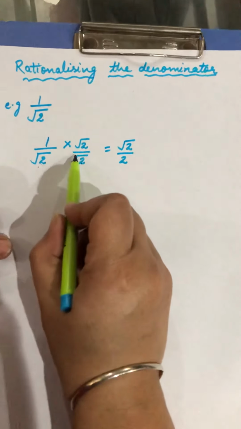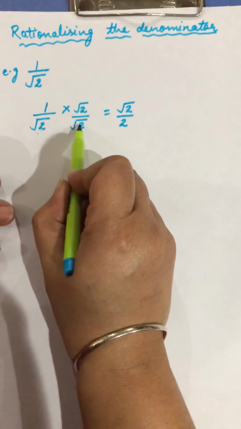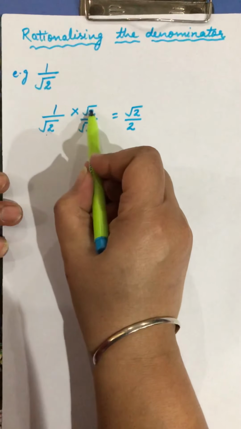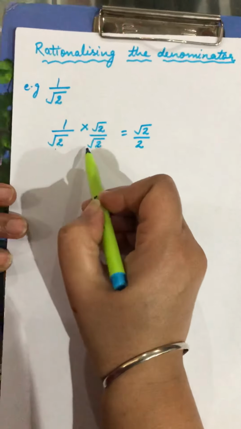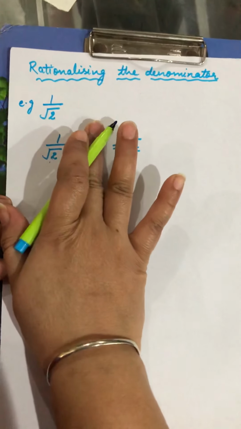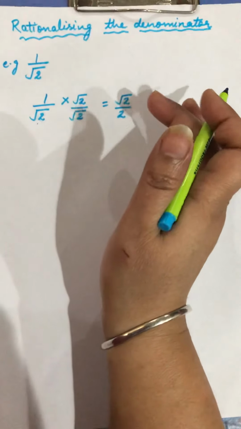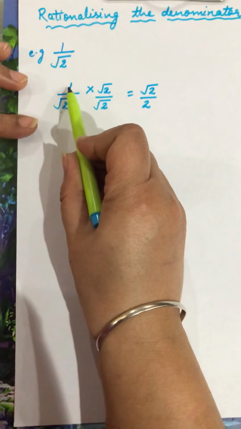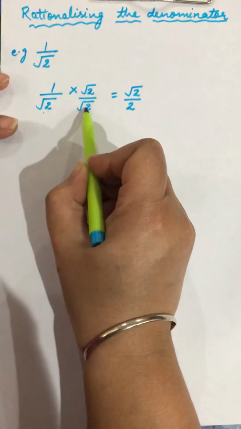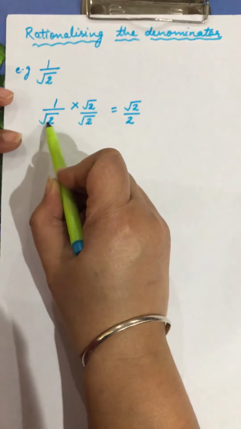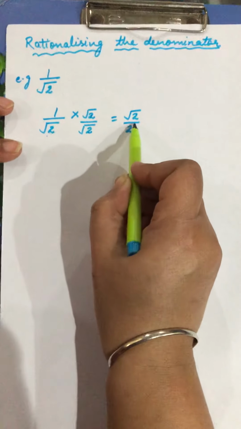So we cannot multiply only by root 2. It means we have to divide it by root 2 also. When we remove these two numbers, it hardly makes a difference. We are left with 1 by root 2. So for rationalizing the denominator, we have to multiply and divide with the same irrational number to make the denominator rational.